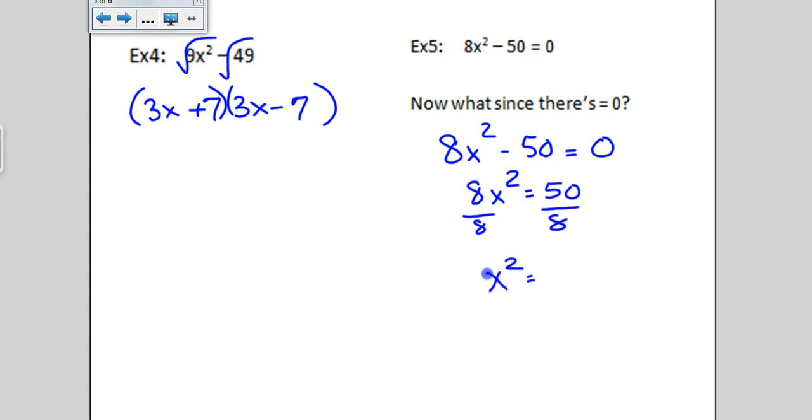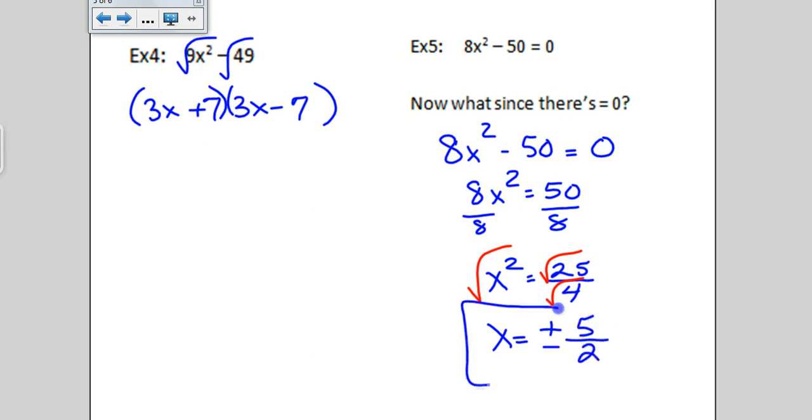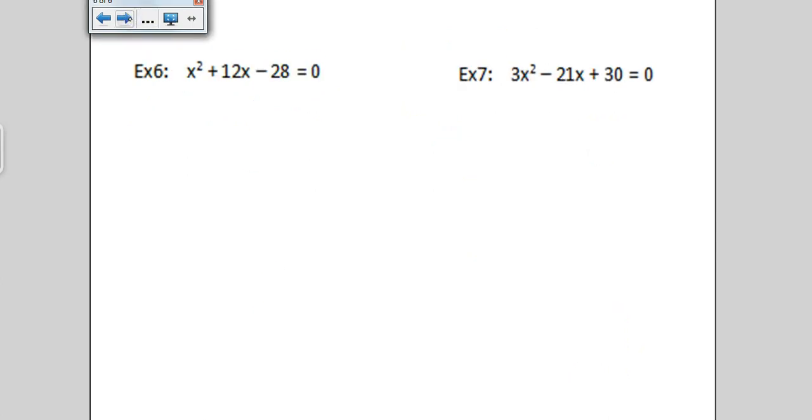We're going to get x squared equals, let's see, 25 fourths, because both of those can be divided by 2. Now when I square root both sides, and I square root a fraction, I end up taking the square root of the top and the bottom. And remember, when you square root in an equation, it's plus and minus. So the square root of 25 is 5, square root of 4 is 2. The answer is plus and minus 5 halves. The answers, I should say. There were 2 answers to that problem.